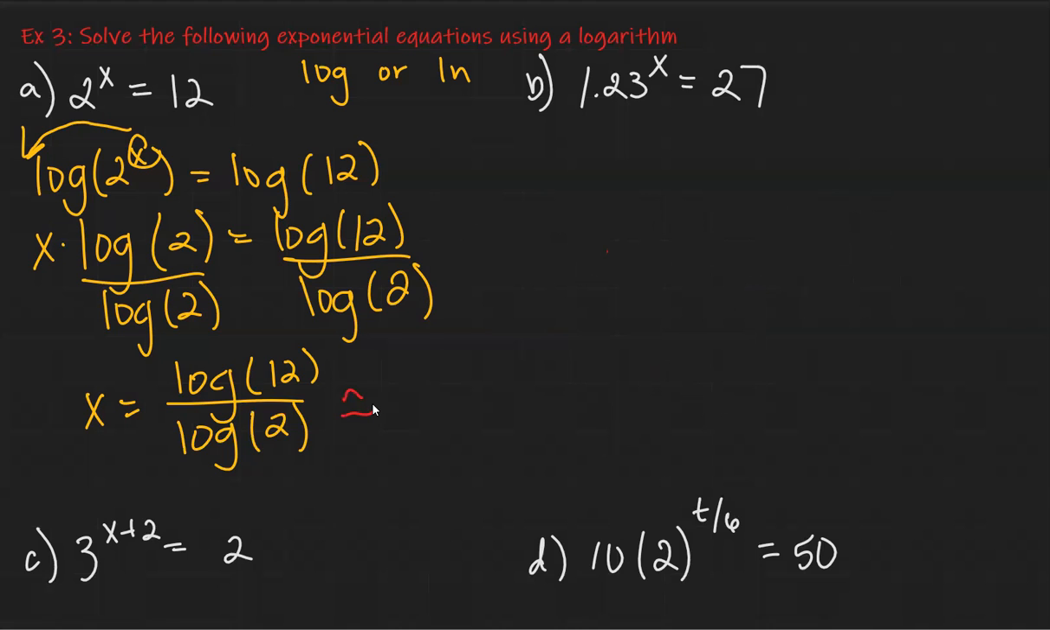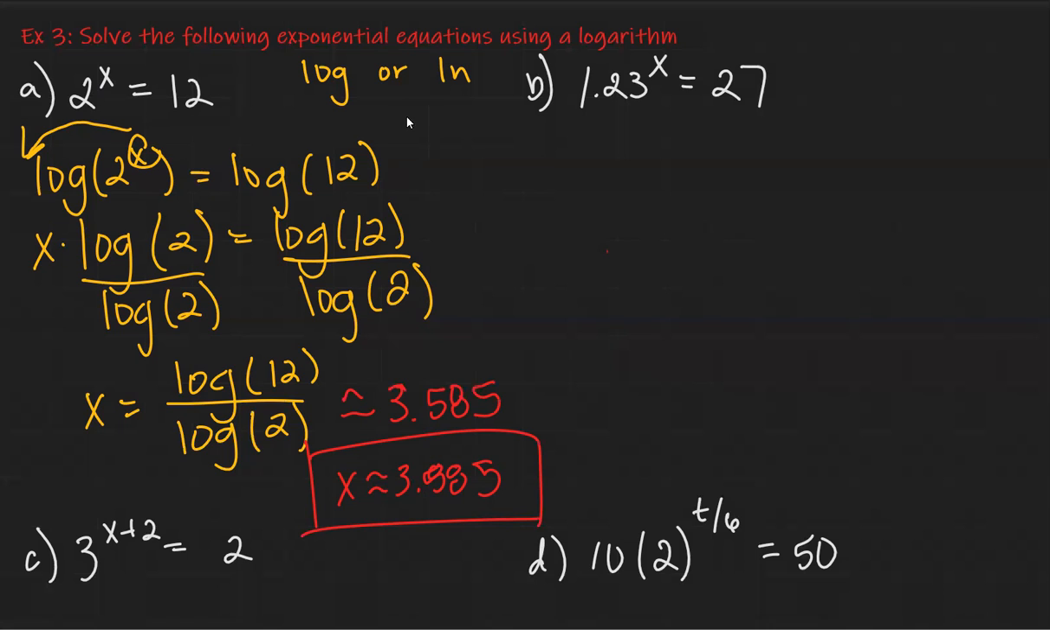So let's do log of 12 divided by log of 2. We're going to get approximately, let's do 3 decimals, 3.585. Okay, so that's our x answer. x is approximately 3.585. So 2 to the 3.585 power is 12, right?